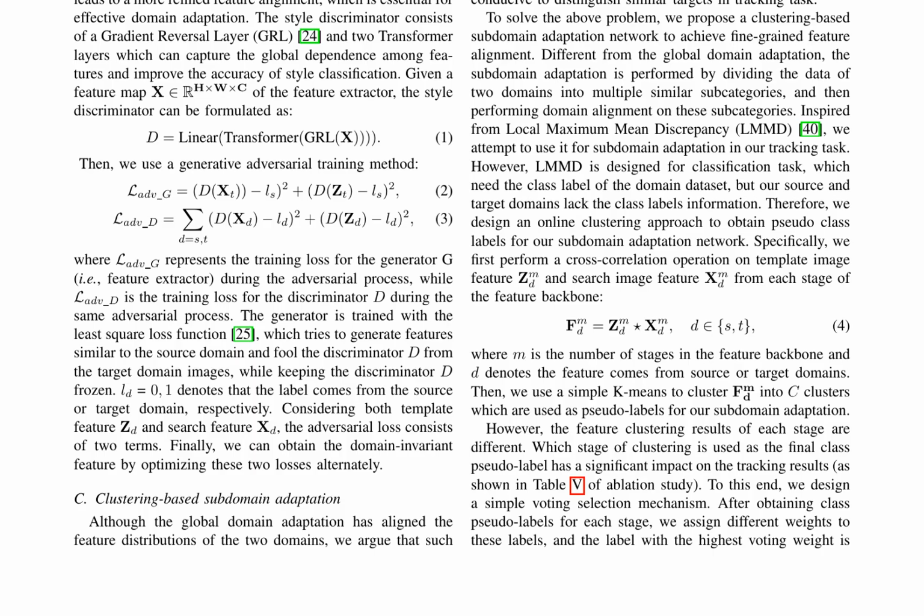To address this, they propose a clustering-based subdomain adaptation network for fine-grained feature alignment. This involves dividing data into multiple similar subcategories and performing domain alignment on these subcategories. Inspired by local maximum mean discrepancy, LMMD, the authors design an online clustering approach to obtain pseudo-class labels for subdomain adaptation. This involves cross-correlation operations on template and search image features, followed by k-means clustering to obtain C clusters as pseudo-labels.